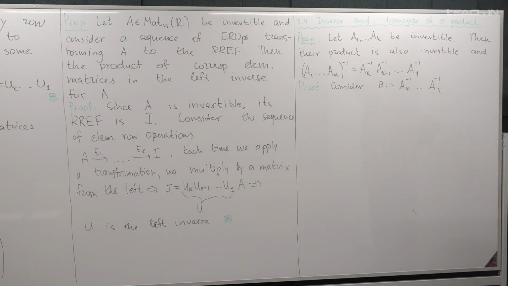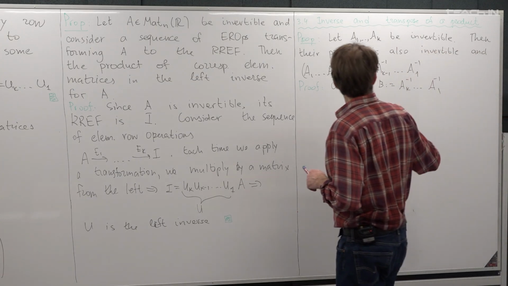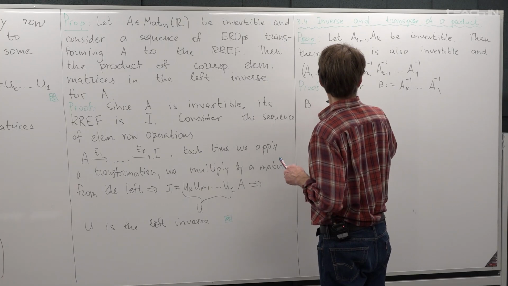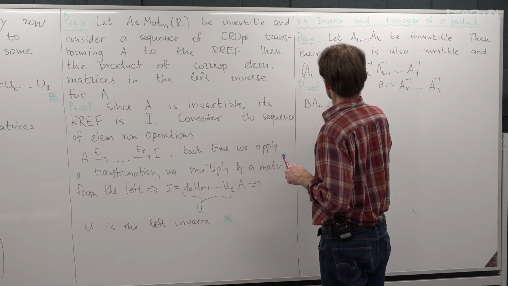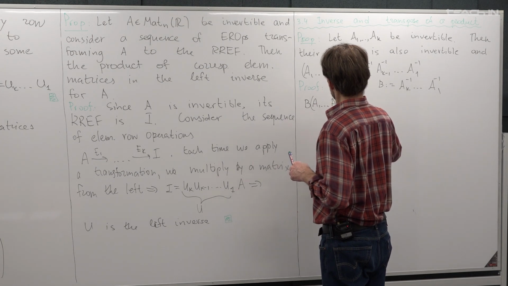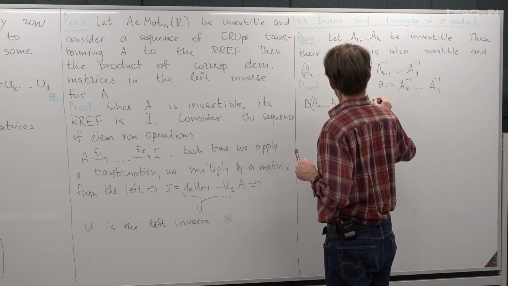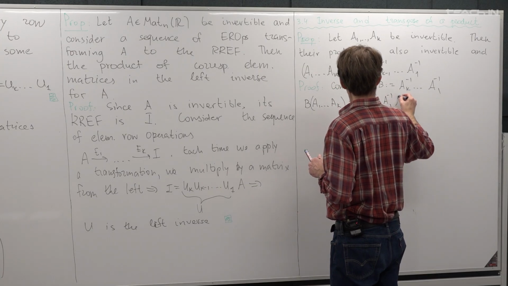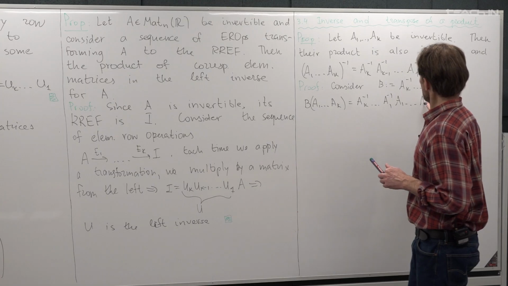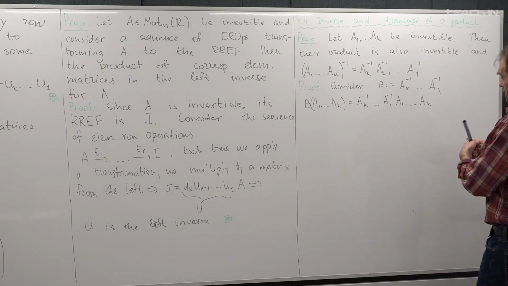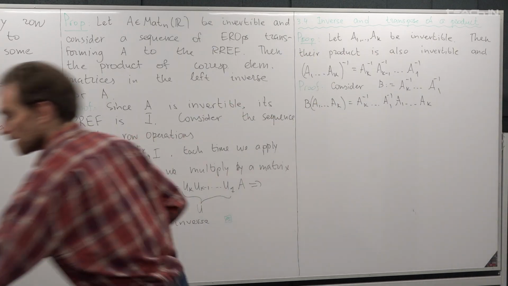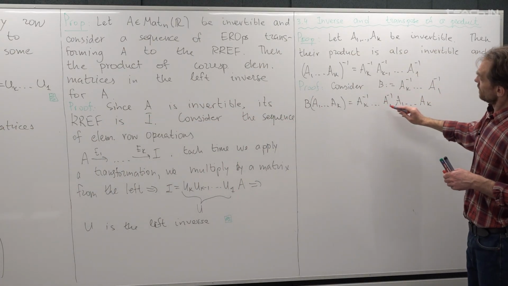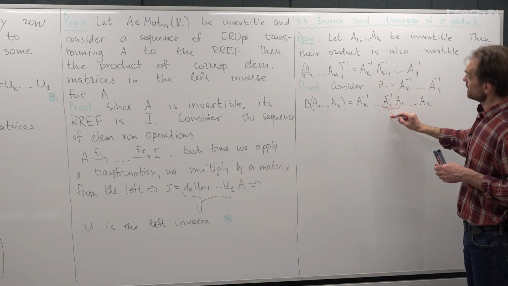So I'm going to multiply B by the original matrix from both sides. So B multiplied by A1, etc., AK. This product is just AK to the minus 1, etc., A1 to the minus 1 multiplied by A1, etc., AK. So we'll look at what happens here in the middle. We have the inverse of the first matrix, so this gives the identity.